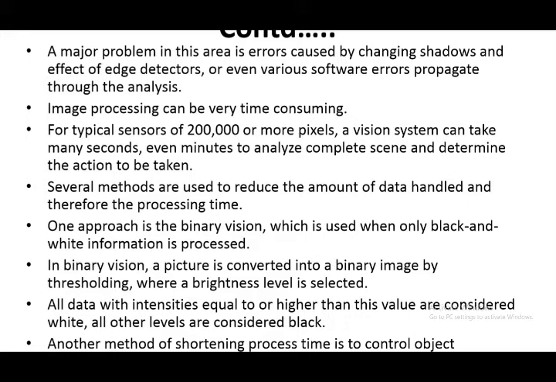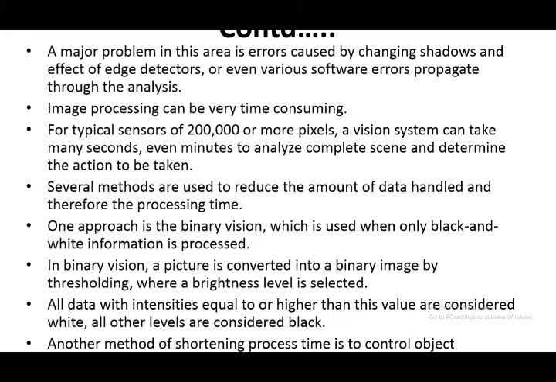Image processing can be very time consuming. For typical sensors with 200,000 or more pixels, a vision system can take many seconds, even minutes, to analyze a complete scene and determine the action to be taken. Several methods are used to reduce the amount of data handled, and therefore the processing time. One approach is binary vision, which is used when only black and white information is processed.